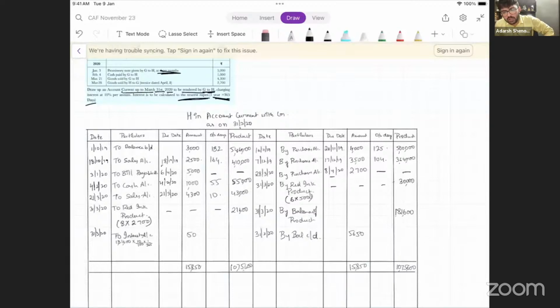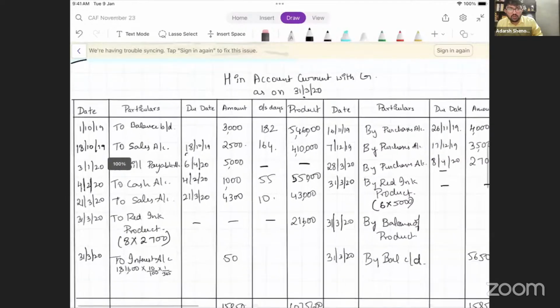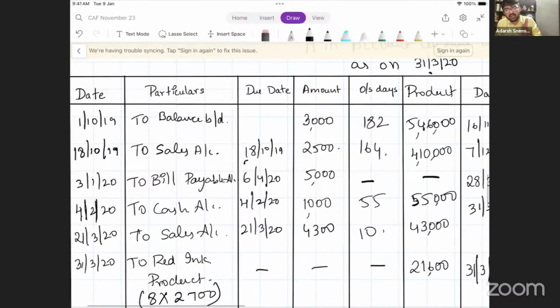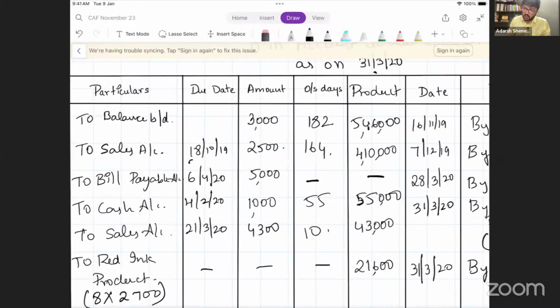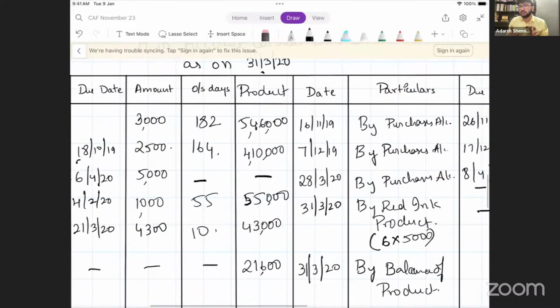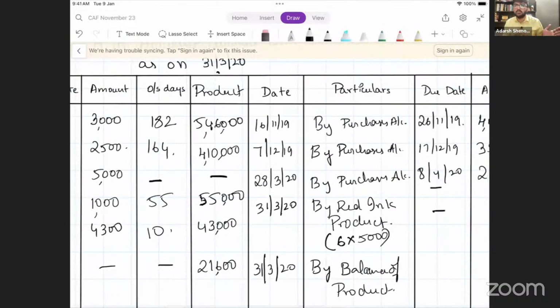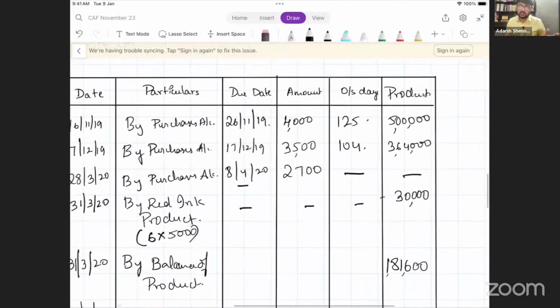One advice that can be given is have these due date columns as small as possible. You don't have to make them too wide because due dates are not used anywhere. Just one small column for the due date, like the LF column, right? A small column you can draw and try to fit in there. The amount column is what is important. Outstanding days, again, it is days, you don't need it too much, so you can compress that column. The product column is important. Date, due date, and outstanding days can be compressed a lot. And try to fit it into the page only.